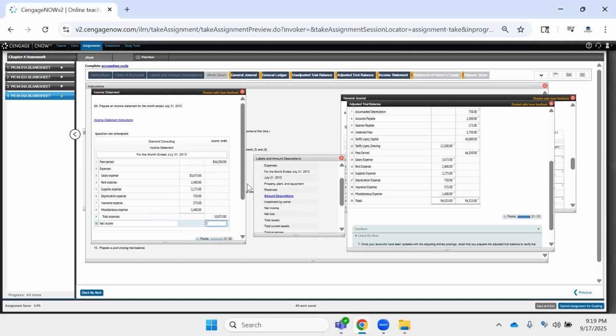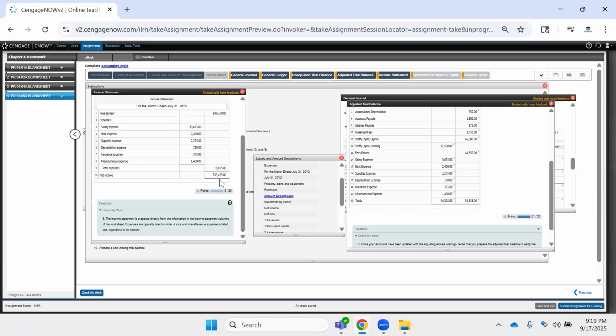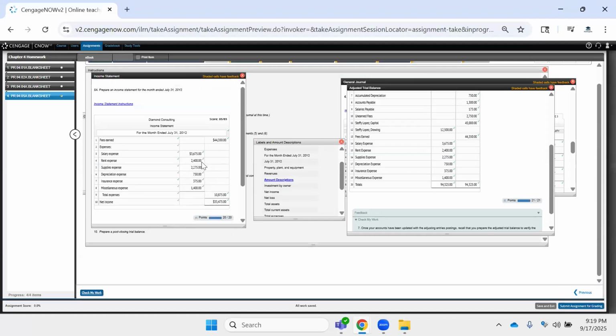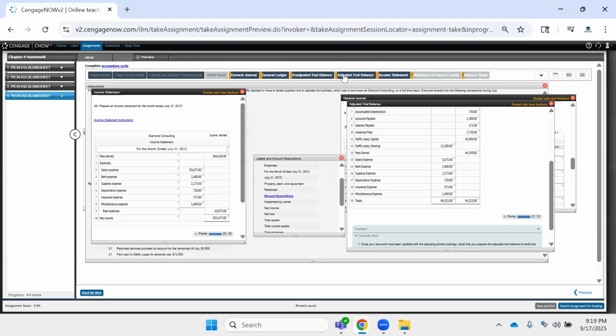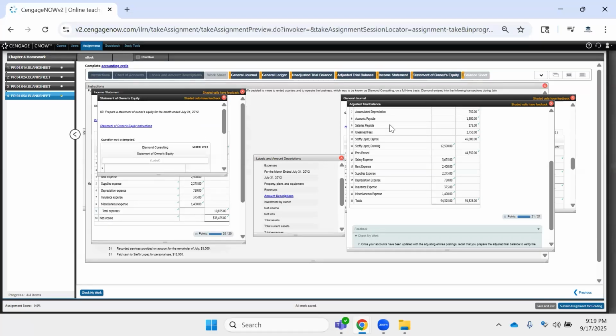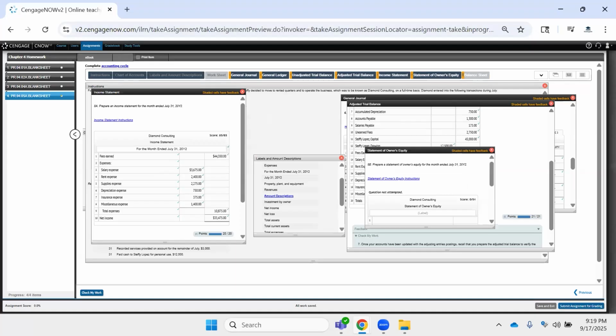And our net income is our revenues minus our expenses for $33,475. And our income statement is correct, 20 out of 20 for that. Next, we take our information to our statement of owner's equity.